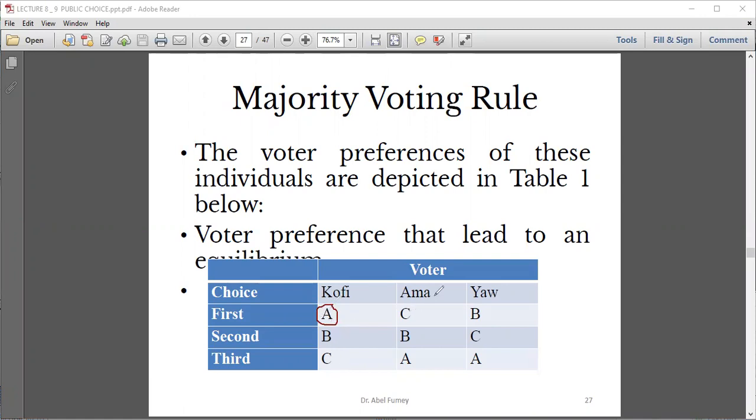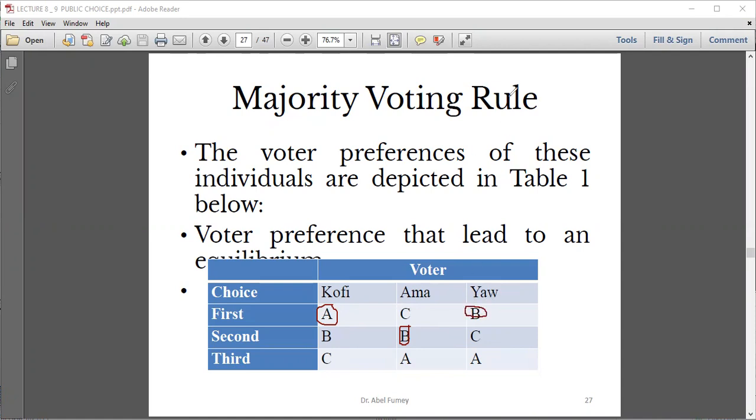If you take Ama, B comes before A, so Ama will be going for B. And then if you take Yao, B comes before A, so Yao will also be going for B.